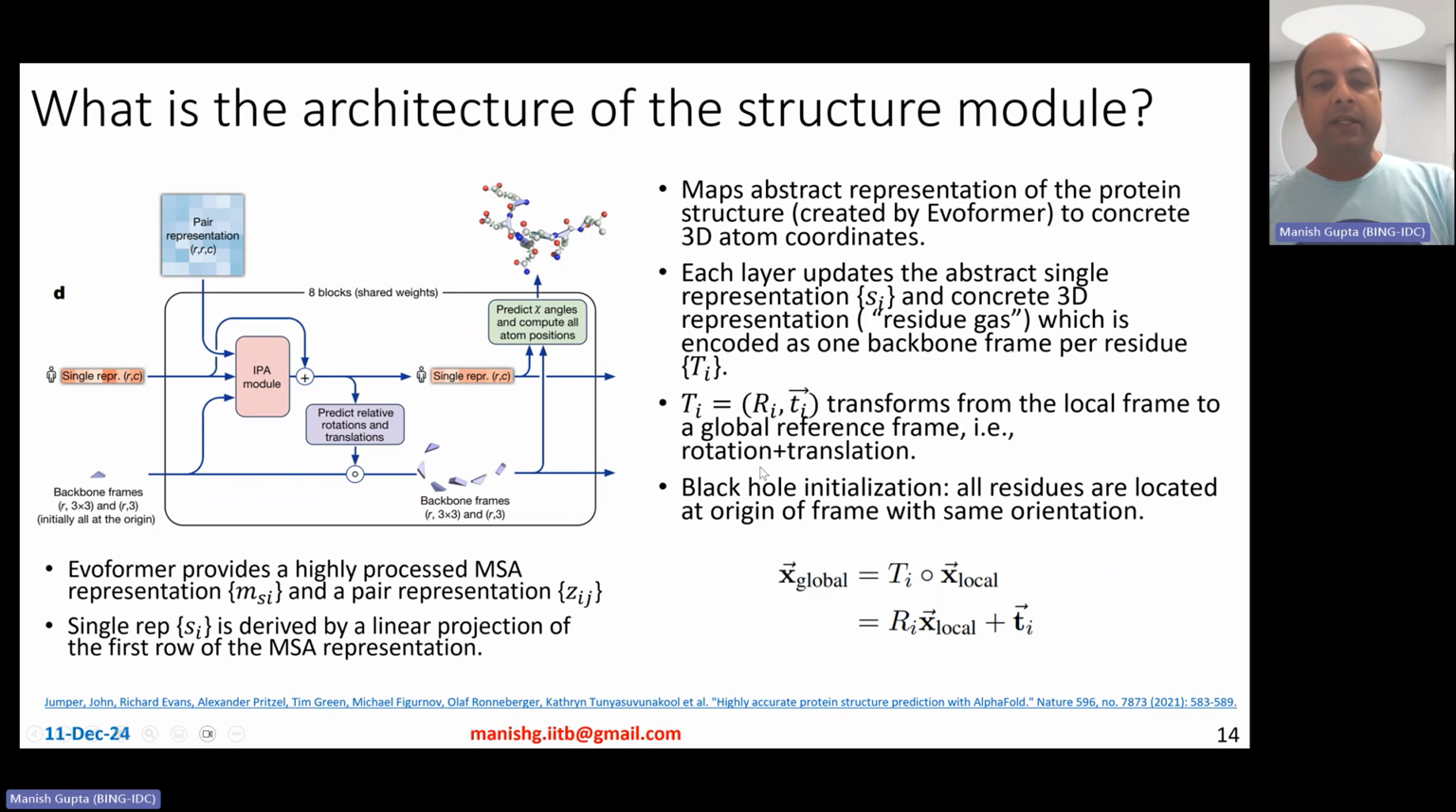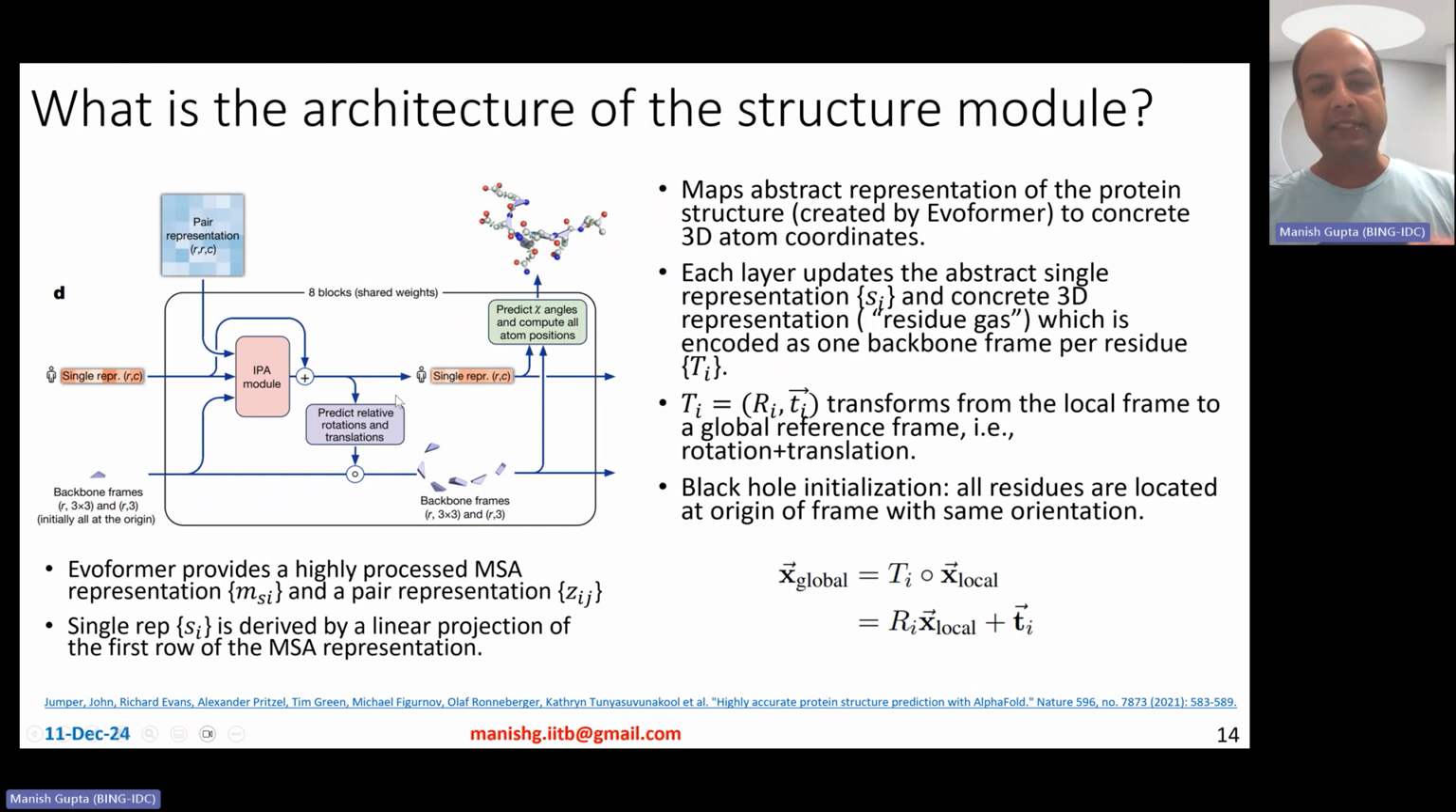Okay. Now, of course, the single representation and pair representation come from the Evoformer. Where do these backbone frames come from? In the beginning, you just initialize these backbone frames such that all of those backbones are at the origin, and the 3x3 matrix is just an identity matrix. So they're all oriented in the same way. Okay, that's called black hole initialization. So all residues are located at the origin of the frame with the same orientation.